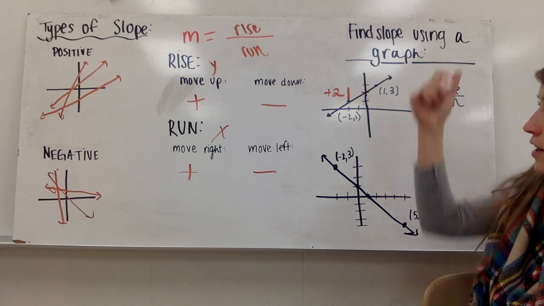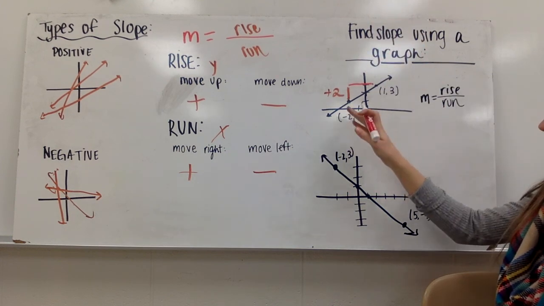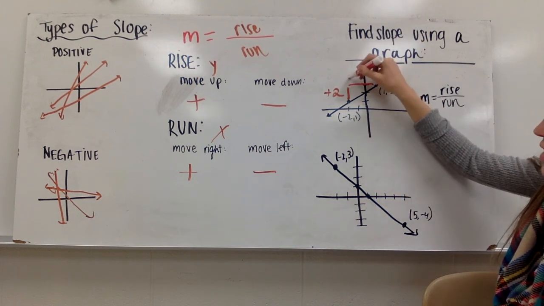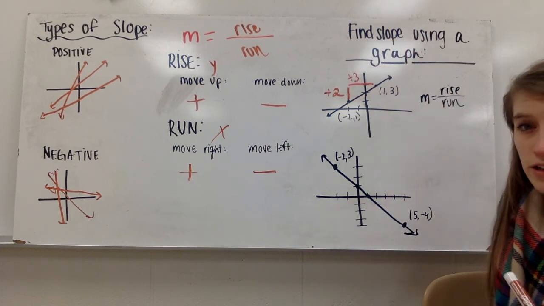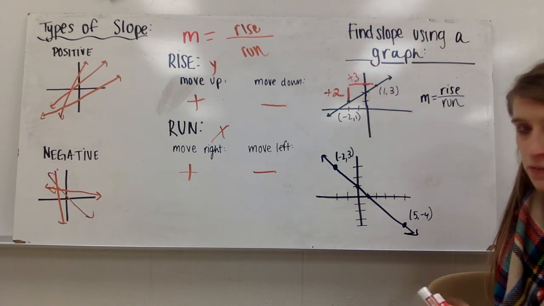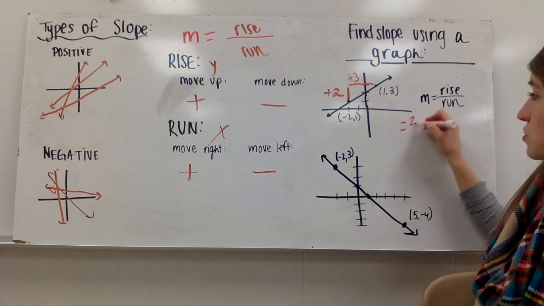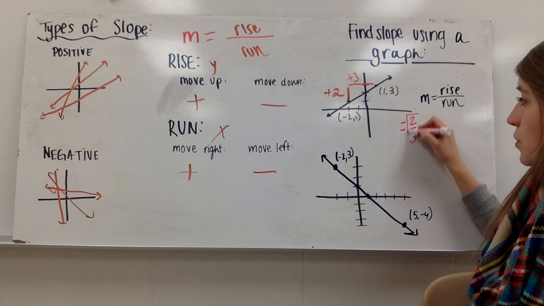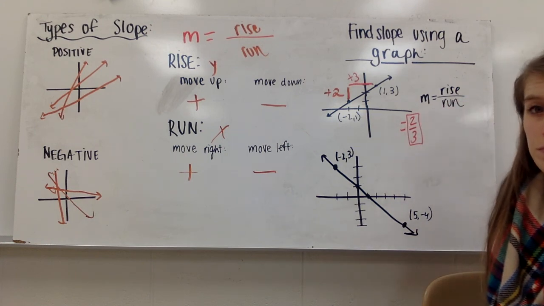My run, I would have to look at, okay, I'm right here. How far am I changing in the x direction? In this case, I'm going to the right 3 units. So my run here is also a +3. My rise over my run then is 2 over 3, which we are going to again use as 2/3.